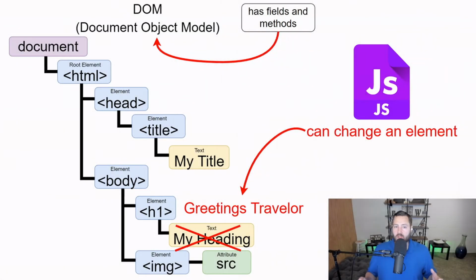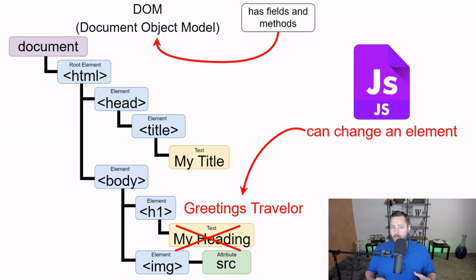The word document object model has the word object in it because the DOM is an object-oriented representation of the page. So what exactly is an object? Well, an object has data and code. So it has data in its data fields and it has code in its methods. So in short, the DOM holds data and has methods to interact with that data.